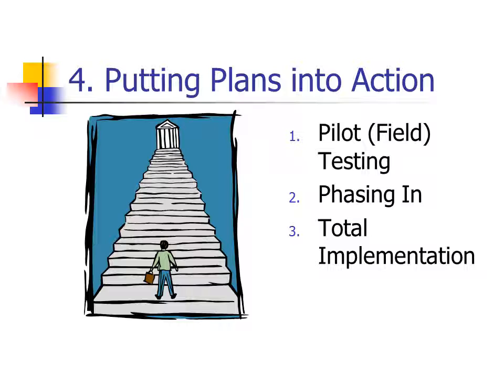All right, so now we go to step 4 of the implementation process, and that's putting your plans into action. And there's a number of different ways that you can do that. And I've listed 3 things here: pilot testing or field testing, phasing in, and total implementation. And ultimately, you want to get to total implementation, but there are different ways to get there.